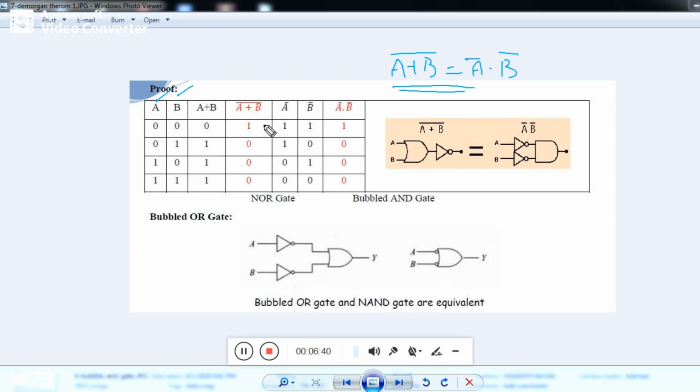Complement of 0 is equal to 1. Complement of 1 is equal to 0. So the complement of 1 is equal to 0. Now we have proved the left hand side, which we have already found out. Now we will see the right hand side.